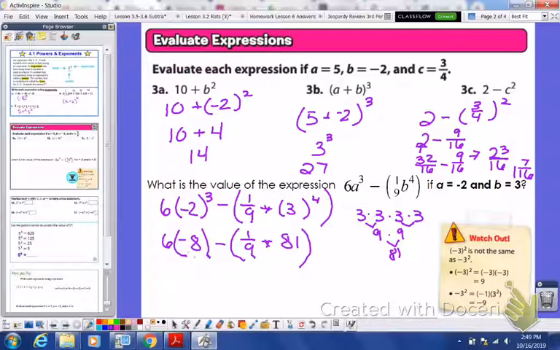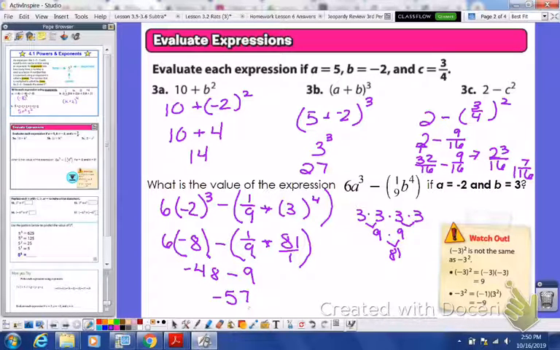So then 6 times -8 is a -48, minus 1/9 times 81. Put your denominator 1 in there if you need to. Gives us 9. And then -48 minus 9 is a -57.